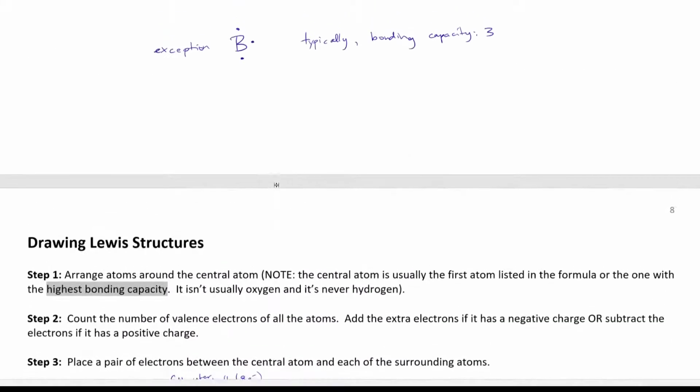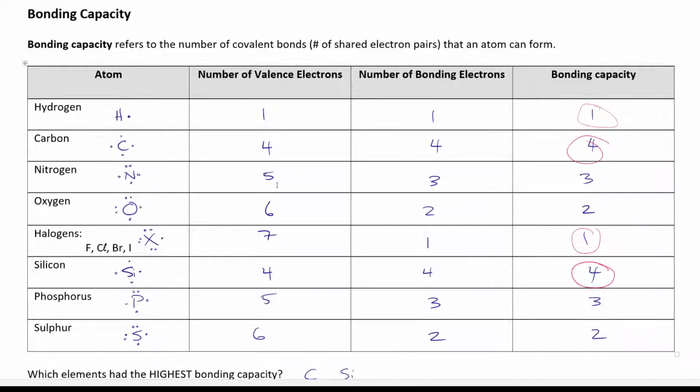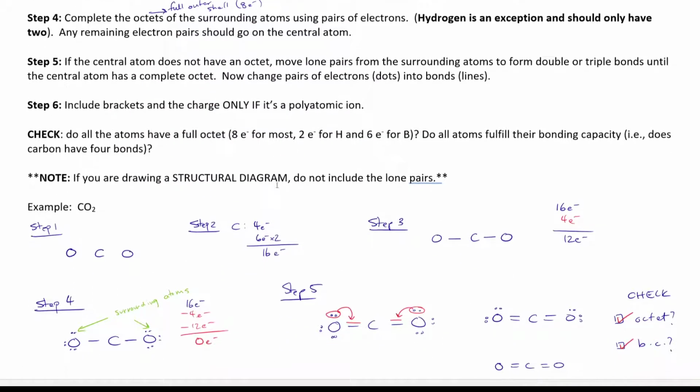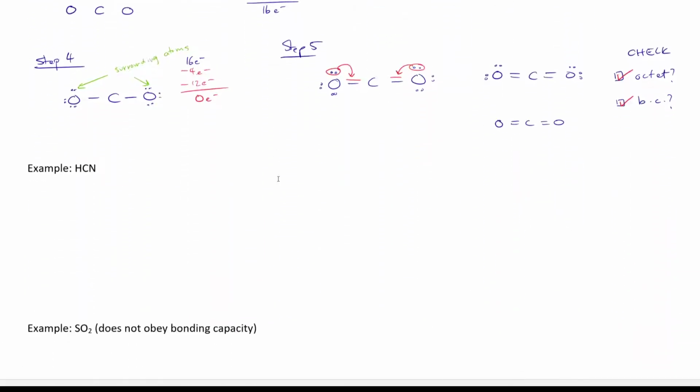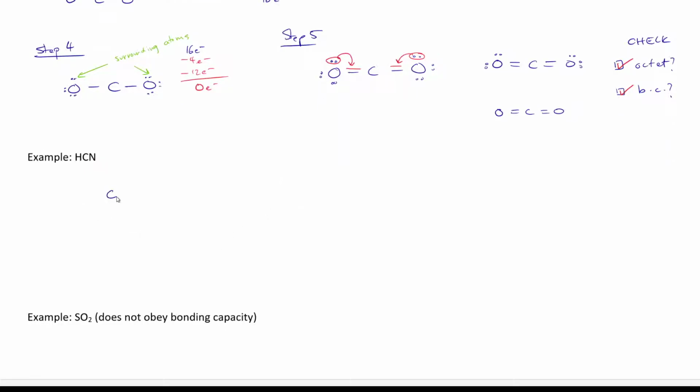Let's go back, check the bonding capacity. Carbon has a bonding capacity of 4. Nitrogen has a bonding capacity of 3. So carbon is going to go in the middle. And we're going to put a nitrogen here and a hydrogen there. Okay, so that was step 1.